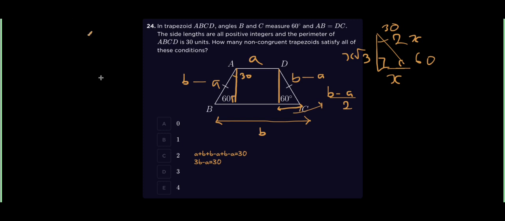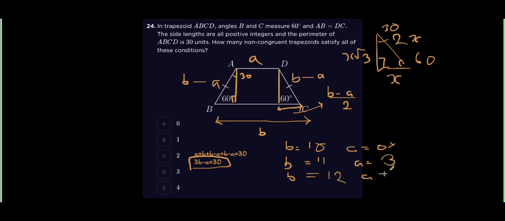Now I can just do trial and error and see how many possible values of a and b satisfy this equation. If b is equal to 10, then a must be 0, which is not possible because a is the top bit and cannot be 0. If b is equal to 11, then a must be 3. I can just keep going until it doesn't work. If b is equal to 12, then a is equal to 6. That also works, so these two work.